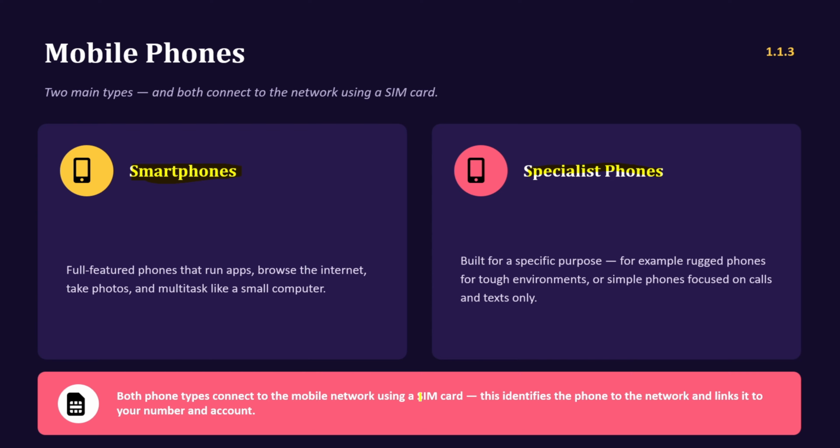And here is the key detail. Both types connect to a mobile network by using a SIM card. The SIM identifies your phone to a network and links it to your number and account. That's what actually lets you make calls and use data.